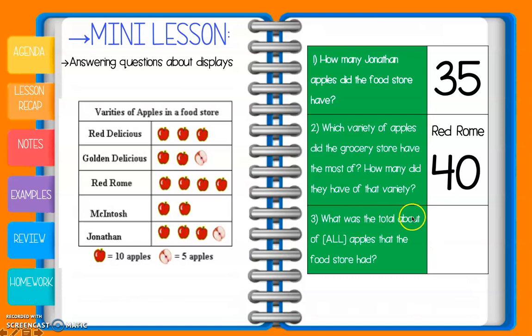Number 3 says, what was the total amount of all of the apples that the food store had? So first off, I'm going to start counting with just the whole apples, and then we'll go back and count the half apples at the end. So we have 10, 20, 30, 40, 50, 60, 70, 80, 90, 100, 110, 120, 130, 140, 145, and 150. So they had 150 apples at the store.